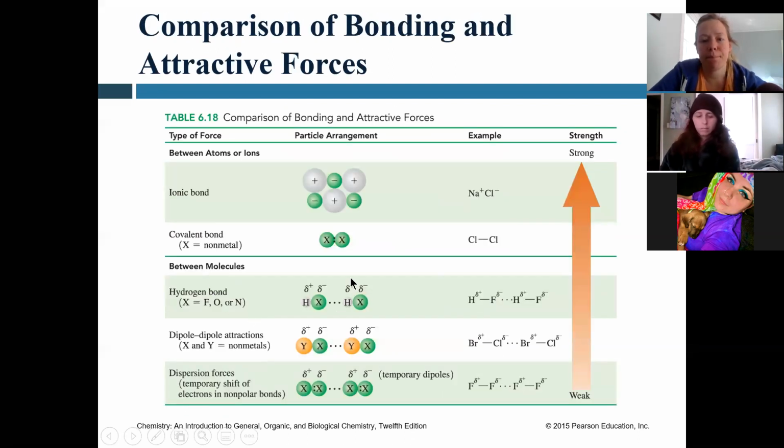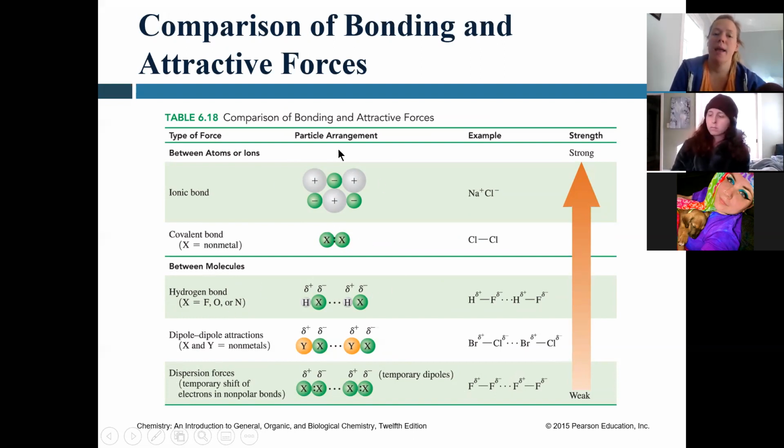Here is a visualization of some of those and their strength. The lowest strength is that temporary dispersion force. Then we have that dipole-dipole attraction. Then we have the hydrogen bond. Then we have a covalent bond within, and then ionic at the top, which will be the strongest.